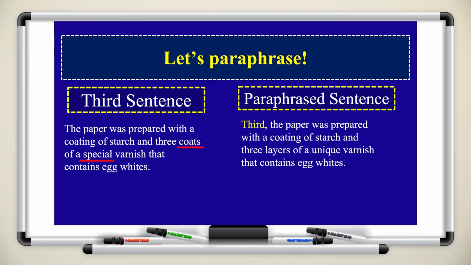Let's go ahead and check the paraphrase sentence. Third, the paper was prepared with a coating of starch and 3 layers of a unique varnish that contains egg whites. We use the sequence word here, third, for our third answer. And we change the word coats to layers and special to unique. This is another form of vocabulary change.